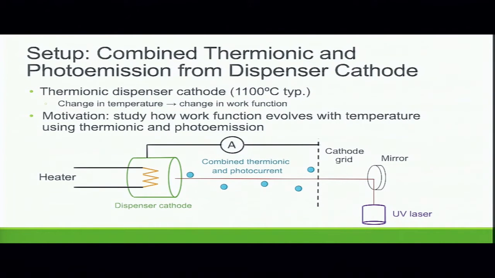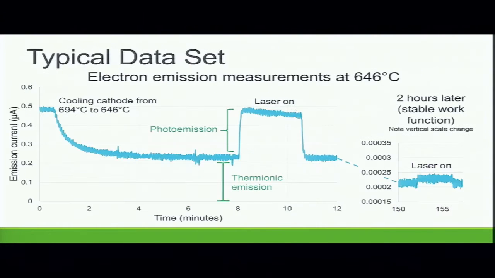I studied how the work function of dispenser cathodes changes by using both photoemission and thermionic emission. Our photoemission is provided with this UV laser, and we have the thermionic emission from the heater inside the dispenser cathode. Next, I will show you a typical data set taken by this setup.